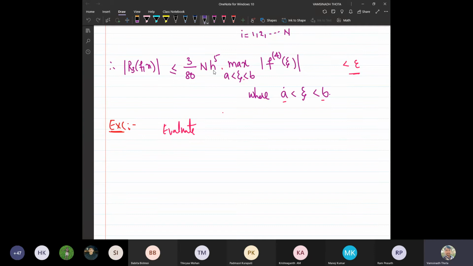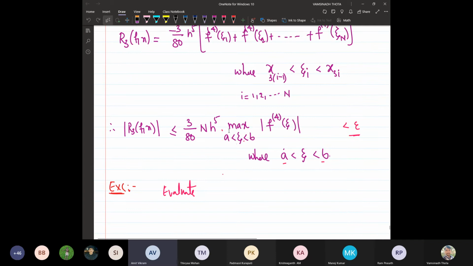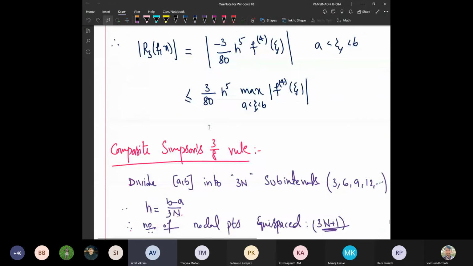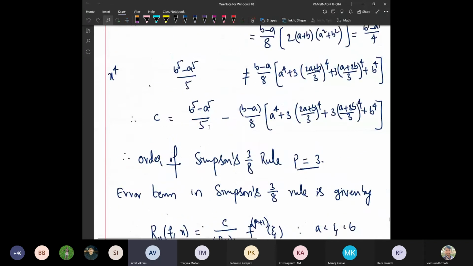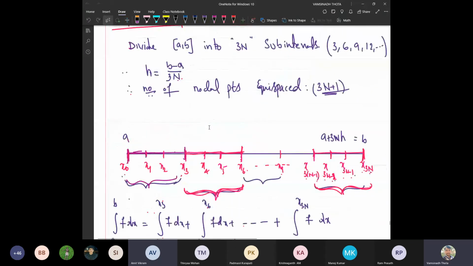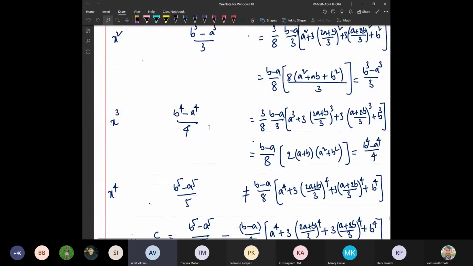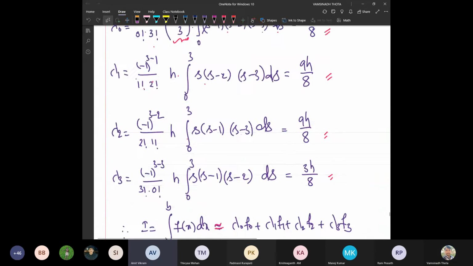Sir, in the previous Simpson's one third rule, for the error calculation, you had put 2n there, but here why are we taking only n? Why not 3n? Sir, in the last step. In Simpson's 1/3 or 3/8? Sir, in one third you took it as 2n, but here you are taking it as only n. Why not 3n?